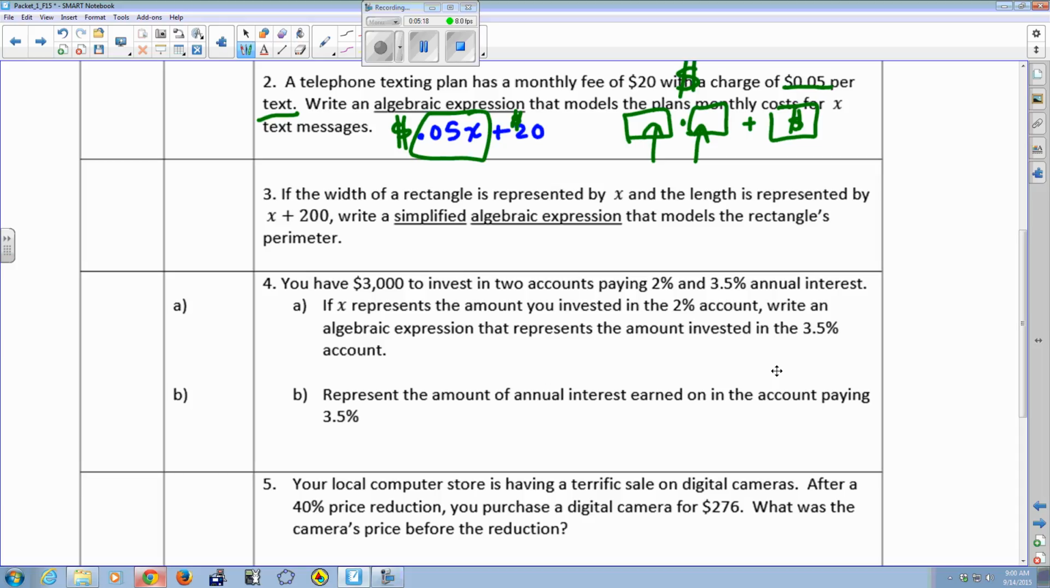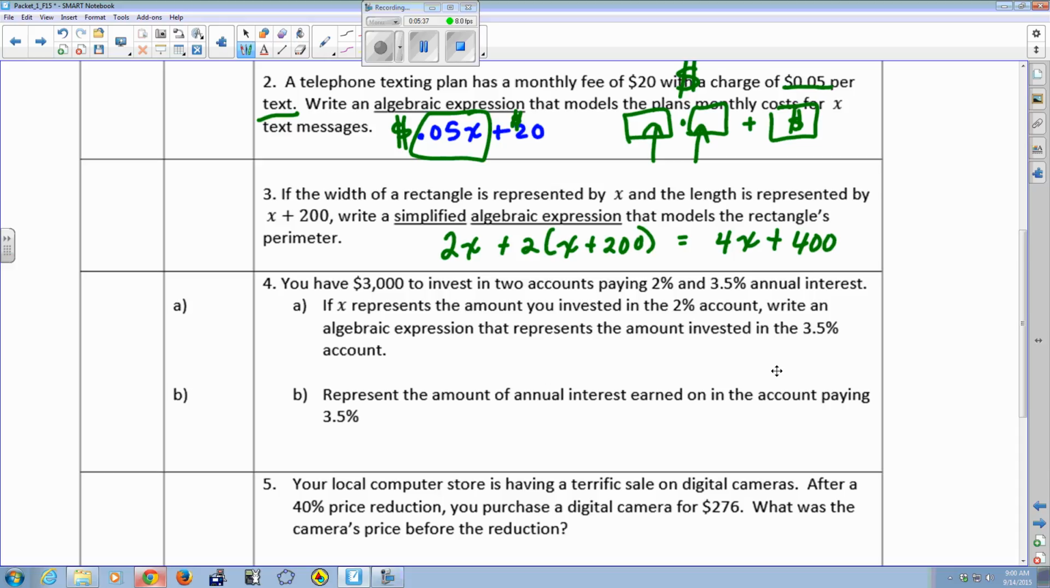X plus 200 represents the length. Simplify the expression that represents the entire rectangle's perimeter, and most of you were very successful with this. You remembered it was twice the length plus twice the width, and when you simplified that, you got here.